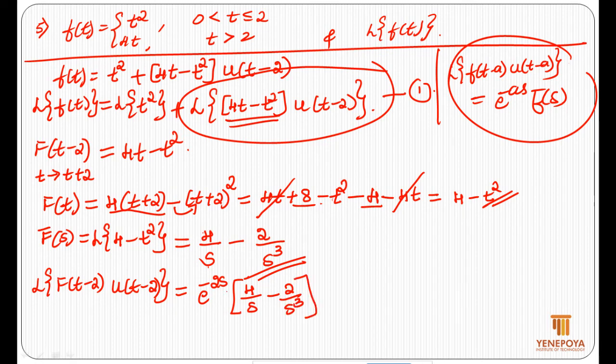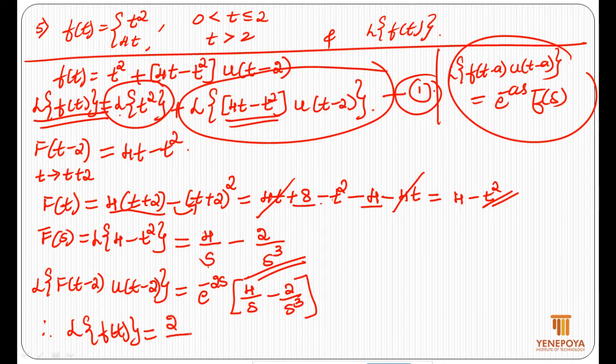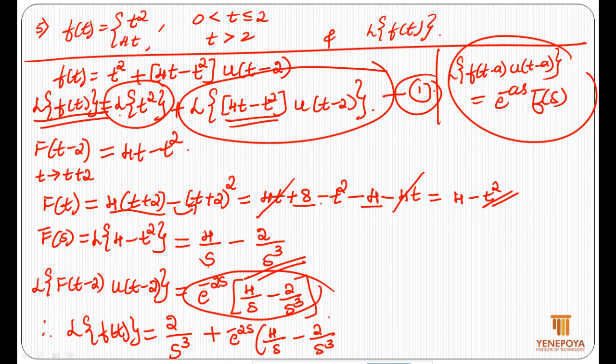Therefore, equation number 1 becomes the final answer: the Laplace transform of f of t is equal to the Laplace transform of t square, again 2 factorial, 2 divided by s power 2 plus 1, that is s cube, plus the answer for the second term we have already, that is e power minus 2s times 4 by s minus 2 by s power 3. Or you can take 2 outside as a common term. This is your final answer for the fifth question.